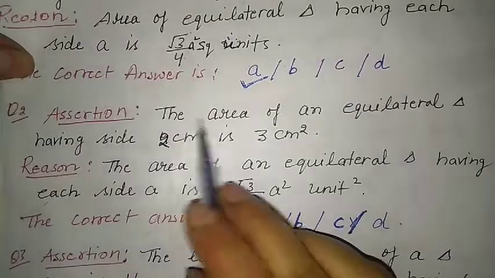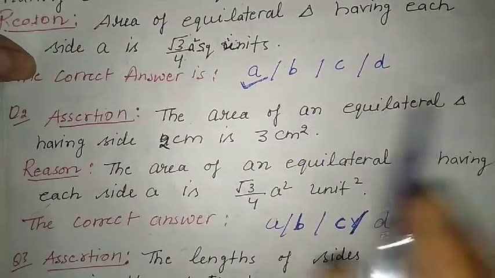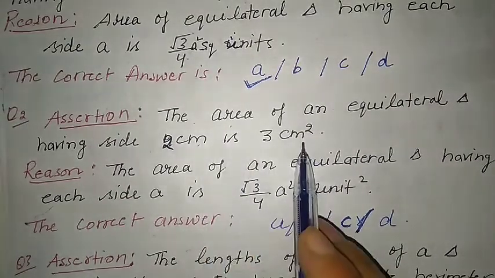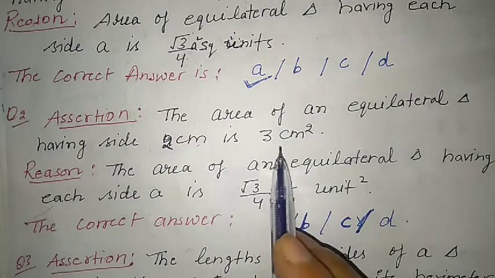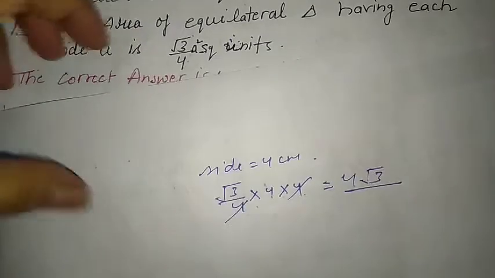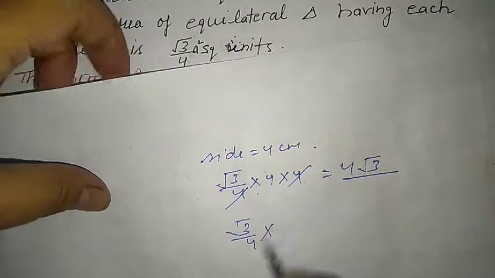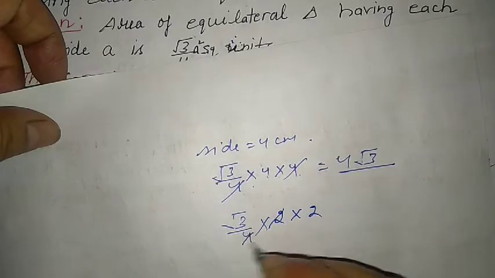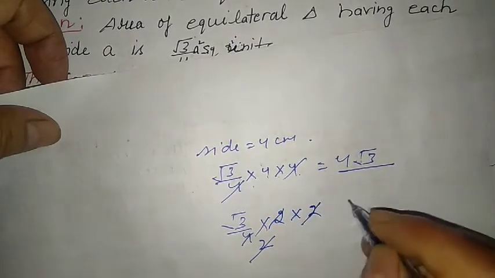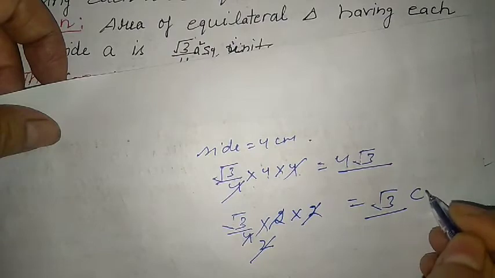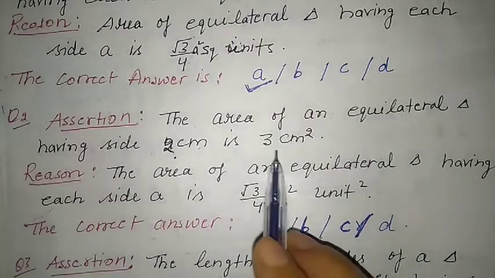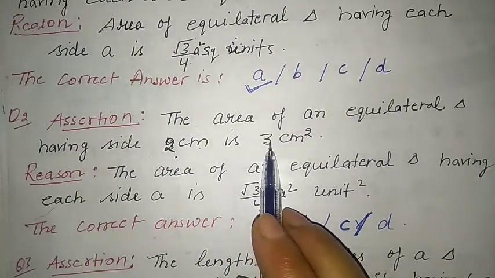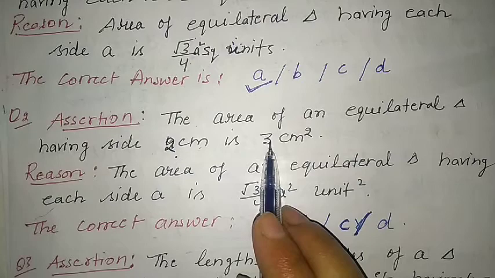Similarly, the second question. The area of an equilateral triangle having side 2 centimeter is 3 centimeter square. The same formula we can apply here: root 3 by 4, and this time the side is given as 2 centimeter. So this is 2 into 2, 2 twos are 4, and the 4 can be cut. So we'll have root 3 centimeter square, not 3. So what does it mean? This part is wrong, this part is false. It means our assertion is false.